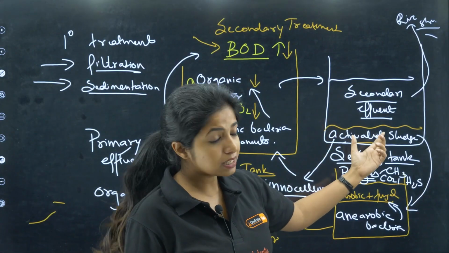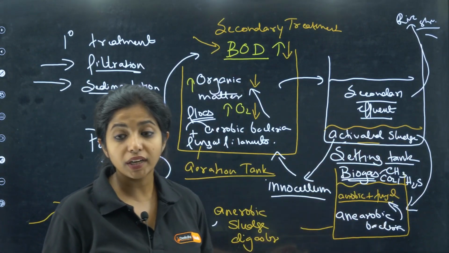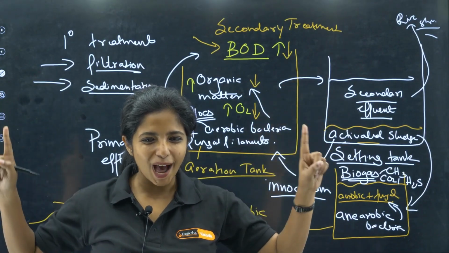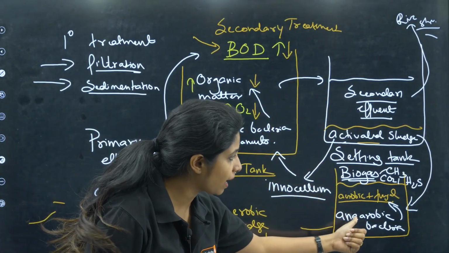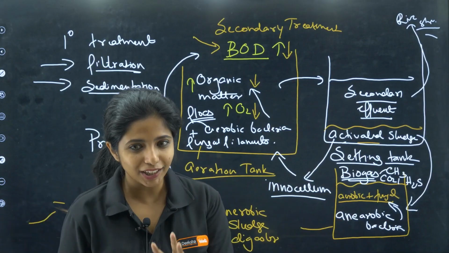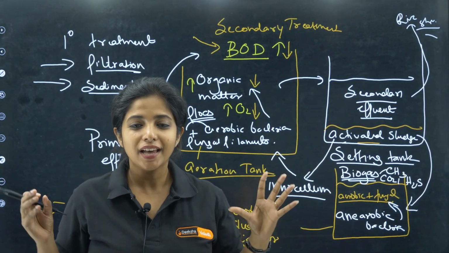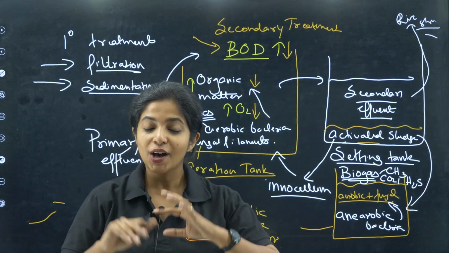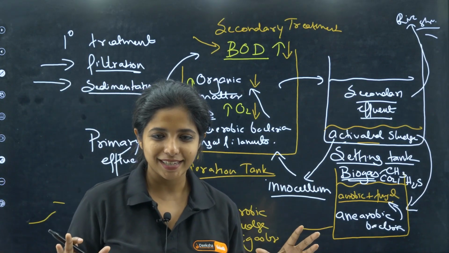Now the rest of the activated sludge is put into the anaerobic sludge digester, where the anaerobic bacteria will be truly happy, because they are going to feed on the aerobic bacteria as well as the fungal filaments. And while they do so, since it is anaerobic condition, they are going to produce certain gases such as CO2, methane, and H2S. All of them together you call biogas.